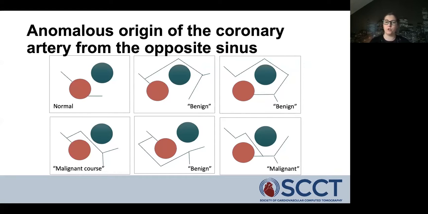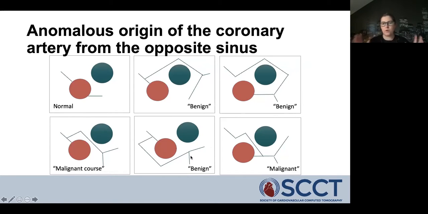So up at the top, we've got the normal configuration. We've got a red aorta and the greeny blue pulmonary artery, and the right coronary artery and left main stem are coming off in their normal positions. We can have the left coronary artery arising from the right coronary artery, and it can pass in front of the aorta, or it can go between the aorta and the pulmonary artery. We can have the right coronary artery arising from the left and going around the pulmonary artery to the front of the heart. Similarly, we can have the circumflex or the LAD or both arising from the right coronary artery and going around the back of the heart.